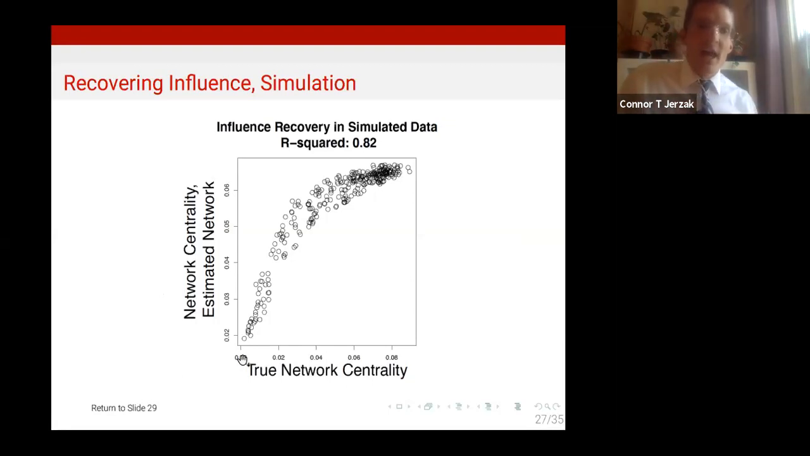And then we can compute the estimated centrality measure. And we see a good R squared here of 0.82. The true and the inferred network centrality have a good degree of agreement in this case. It's not perfect, but I think it's solid.